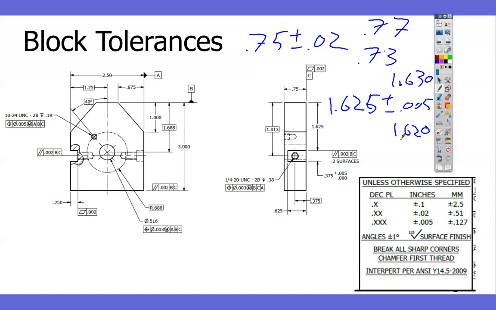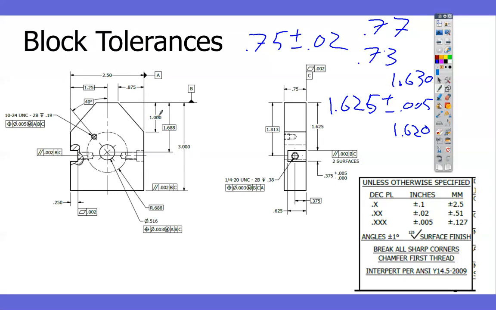Now it can be between 1.620 and 1.63. Okay? So that's what the tolerance is doing. The number of decimal places tells you whether it's important or not and how important it is, right? So most of the dimensions you'll see will be like that.